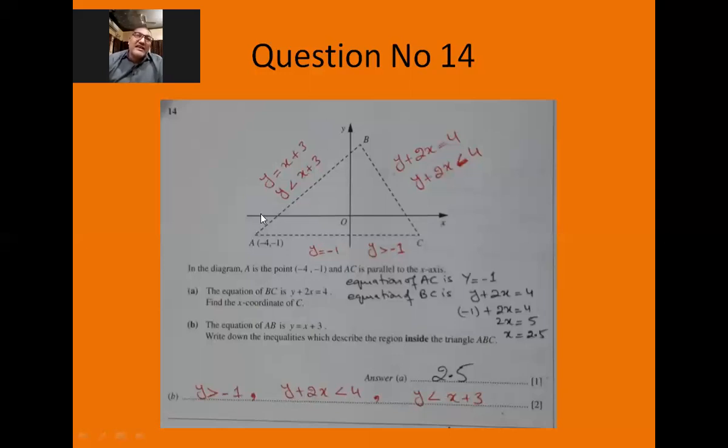If you look at this side, AB side, its equation is already given to us: y equals x plus 3. The triangle area is below this line. So in the place of equal, I will put an inequality, and the crocodile's back will be towards the y, because the area is below this line. So this is my third inequality. So hopefully you understand how we have put the inequalities.